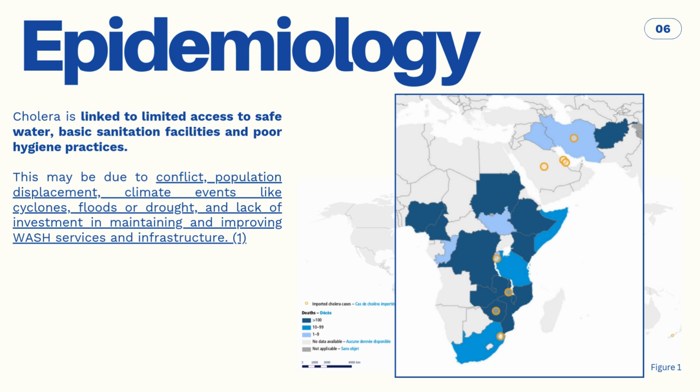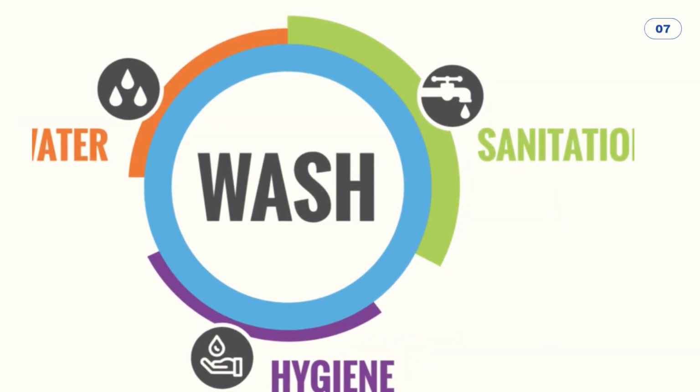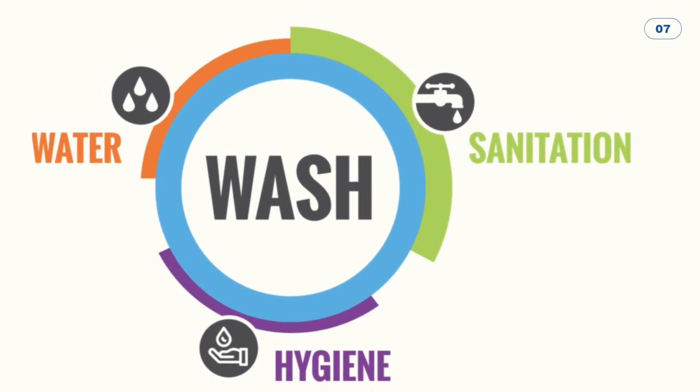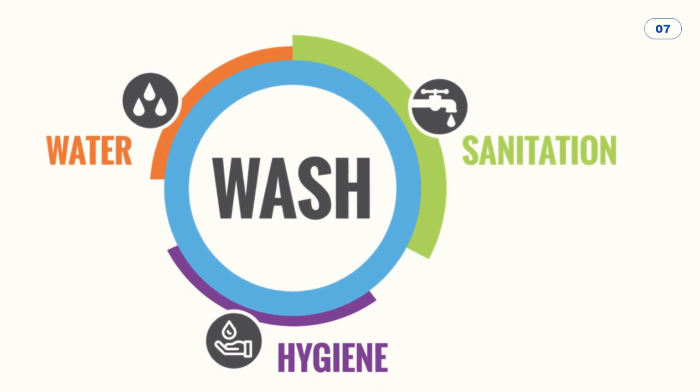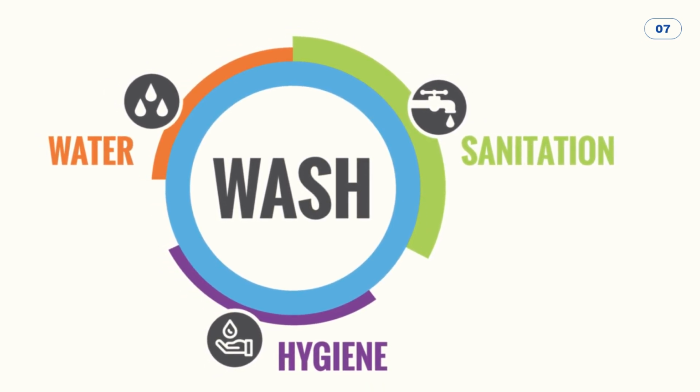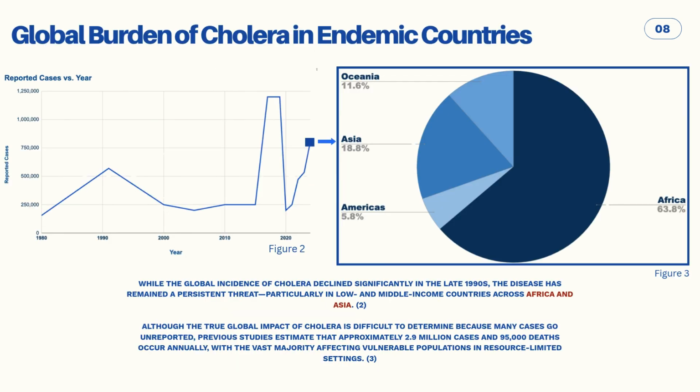And as we can see in figure number 1, most of the cases and countries with higher mortality rates are predominantly in Africa. For cholera, the solution lies in the basics: clean water, safe toilets, and regular hand washing, the WASH essentials. These are things most people use every day without thinking, yet millions still live without them. With these simple measures in place, cholera becomes a fully preventable disease.